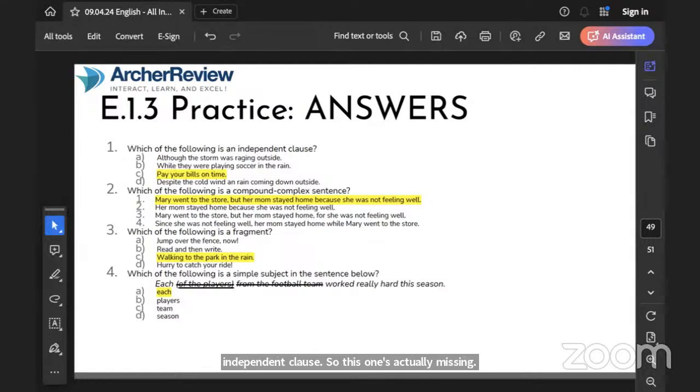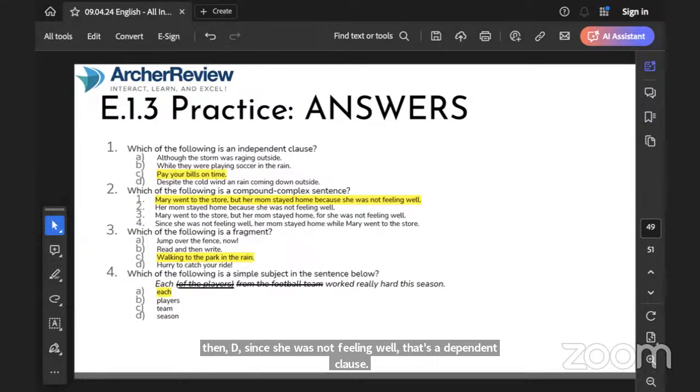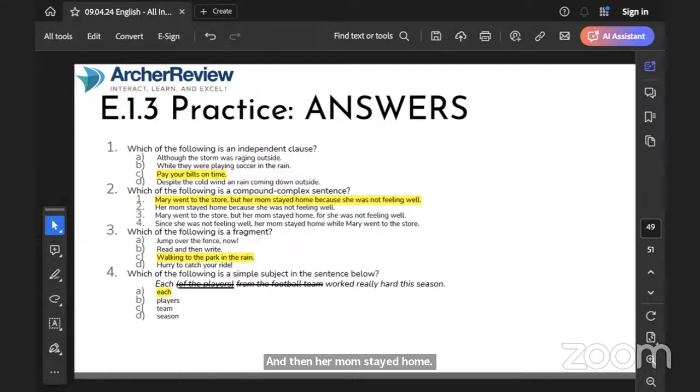And then D, since she was not feeling well, that's a dependent clause. And then her mom stayed home is an independent clause, while Mary went to the store is another dependent clause. So I have a dependent, independent, and then a dependent. But for compound complex, I got to have at least two independents. So I didn't have the correct number for that one.